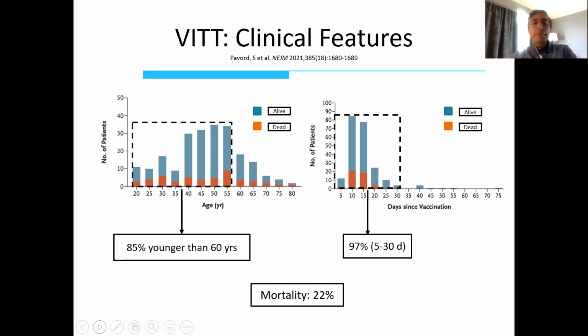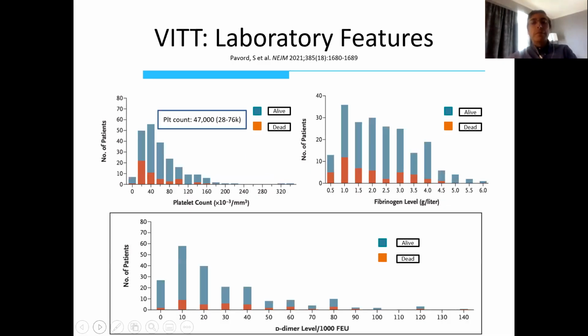Next slide, please. The mortality was not as high as the initial 60%, and it was 22%, still tremendously elevated. Next slide, please. Let's now look at the laboratory features of these 220 patients with confirmed or probable VITT. We can see on the upper left part of your slide the median platelet count, 47,000, not as low as the 20 to 30,000 that was initially seen.